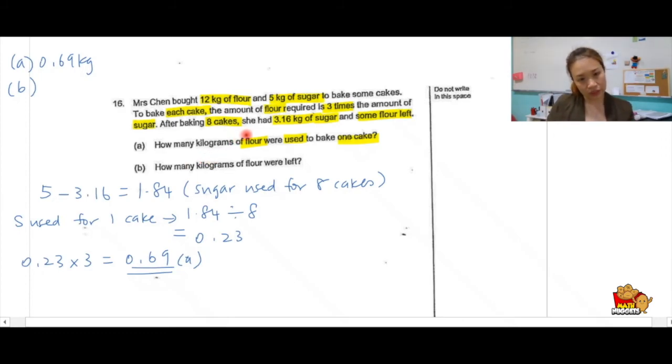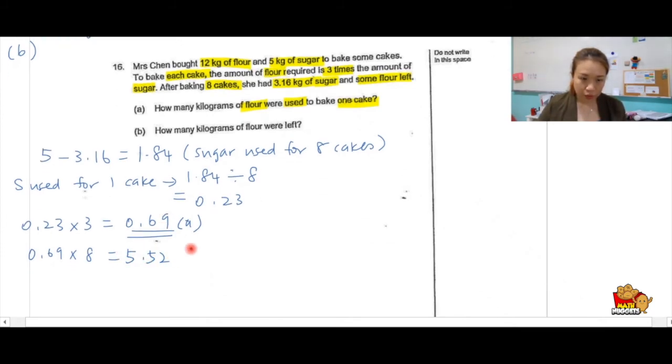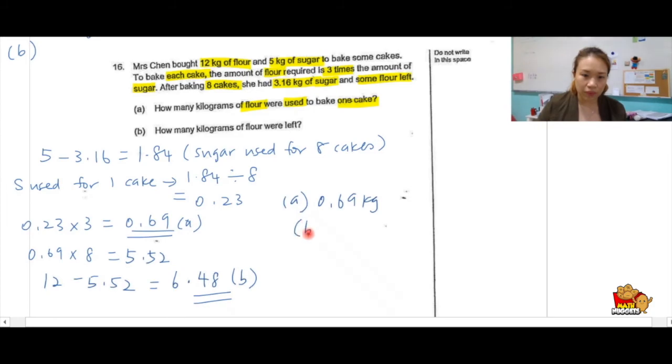Part B, how many kilograms of flour were left? Okay, so then remember 8 cakes, right? So 0.69 is the flour for 1 cake. So 0.69 times 8, 5.52. That will be the total flour used. So she started off having 12. Then we minus 5.52. You'll be left with 6.48 kg of flour. So part B's answer is 6.48 kg. Okay, let me rewrite here. For part A is 0.69 kg. Part B is 6.48 kg.